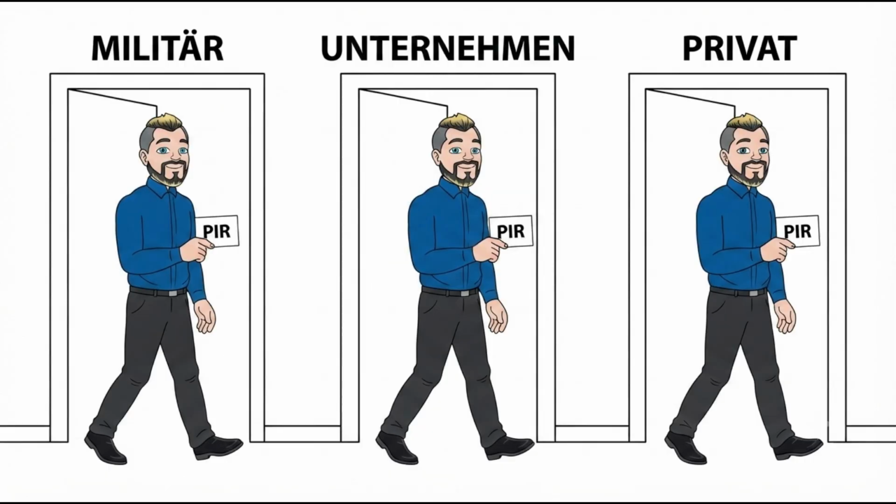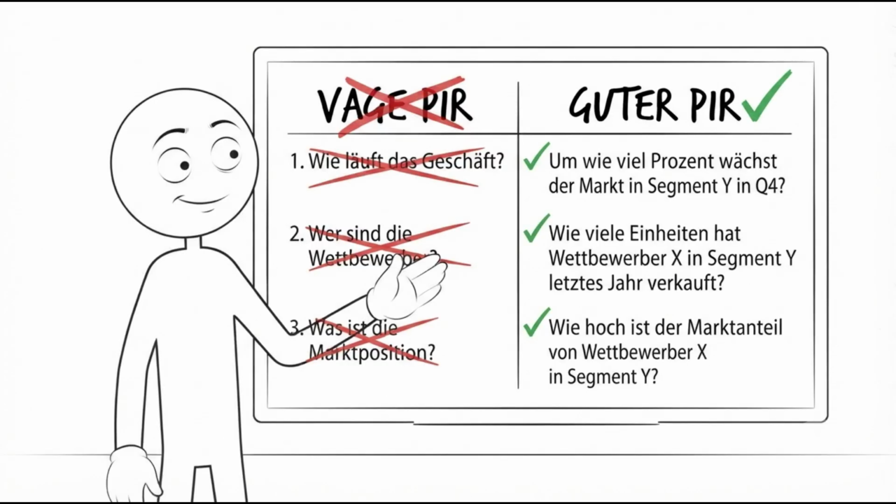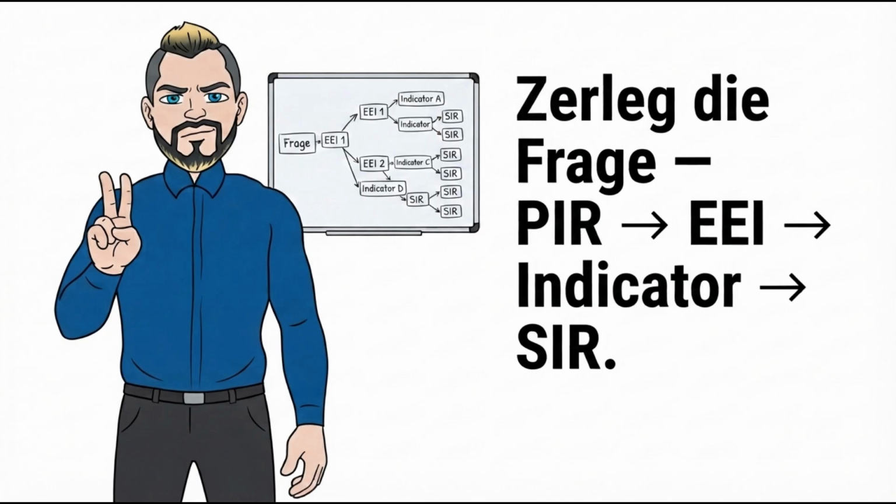Let's summarize. 5 principles to take away from this video. First, ask the right question before you start collecting. A poorly formulated PIR makes everything that follows worthless. Second, break the question down. PIR becomes EEI, EEI becomes indicator, indicator becomes SIR. Each level refines the one before it.